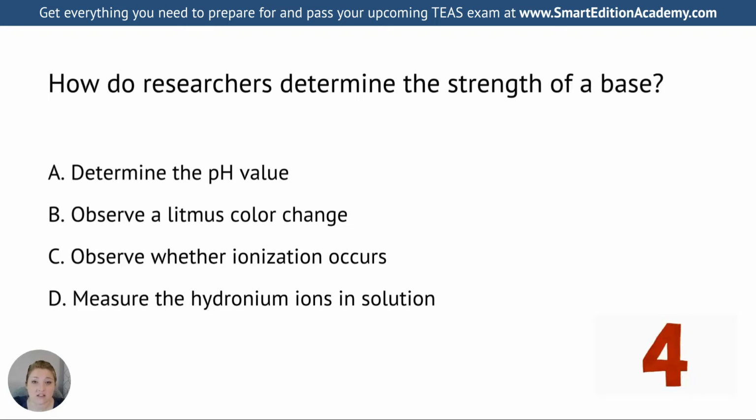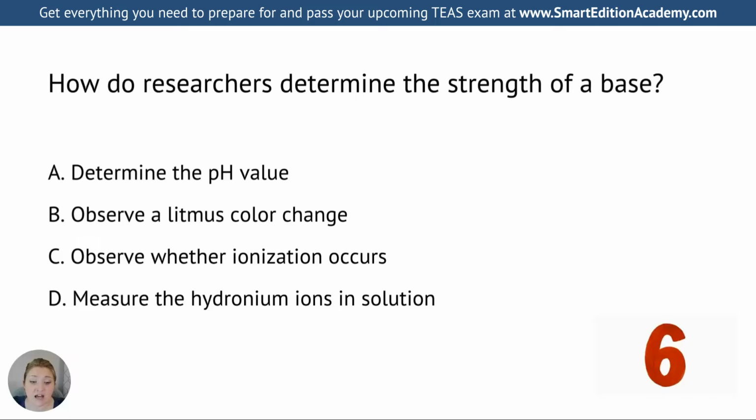Let's check our other answers just to make sure. Observe a litmus color change. While litmus color changes can tell us if a solution is basic or acidic, it doesn't tell us how strong it is. It just tells us whether it falls in the category of acid or base. Observe whether ionization occurs. Ionization is the process that acids go through as they lose their hydrogen in a water solution. So that is not to do with a base or the strength of a base.